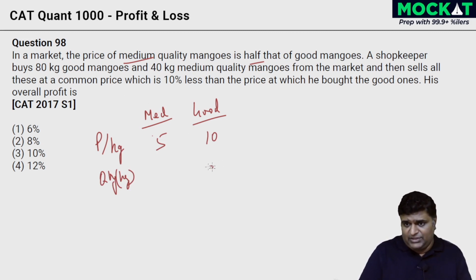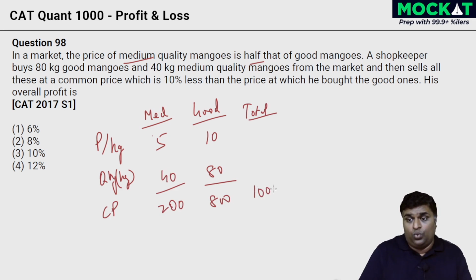Just be careful with this, because here the good one is given first and then the medium, the other way around. Don't just immediately write 80 here and 40 here. Be careful with that. 40 kg over here. Okay. And what's the cost price over here? Cost price is 5 into 40, which is 200, and 80 into 10, which is 800. The total cost price over here is nothing but 1000, right?